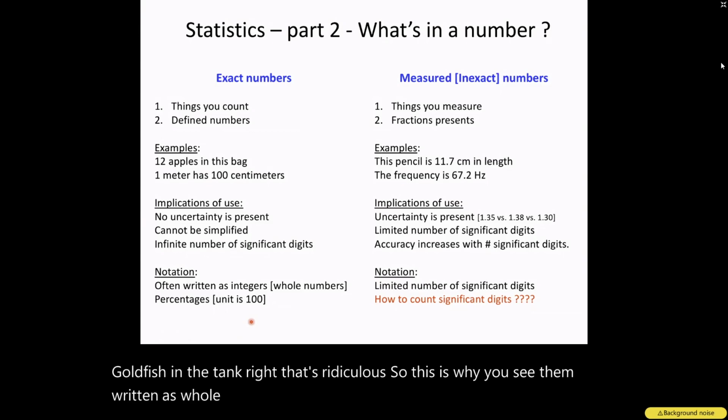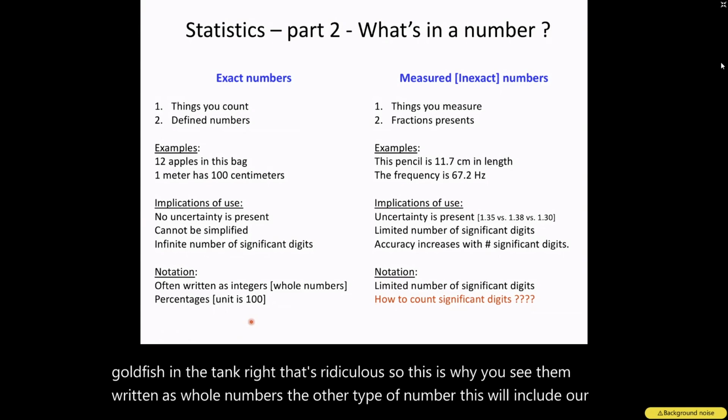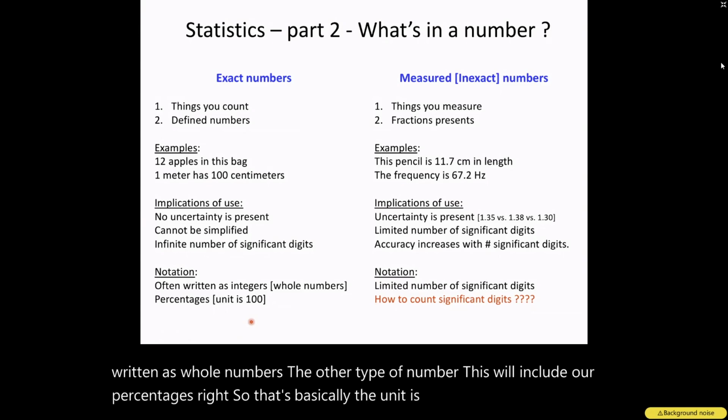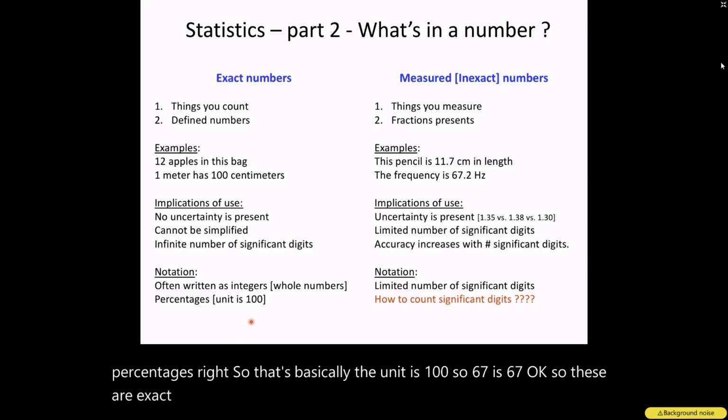So this is why you see them written as whole numbers. The other type of number this will include are percentages, right? So that's basically the unit is 100. So 0.67 is 67%. Okay. So these are exact numbers, right? There's no uncertainty in these numbers.